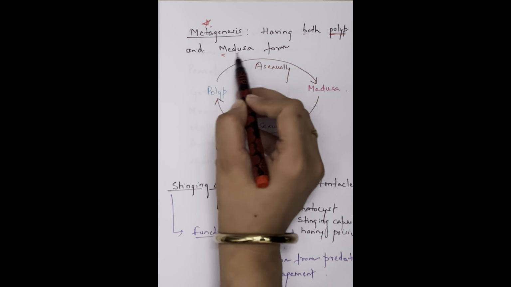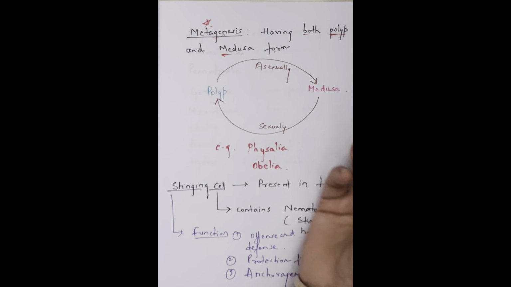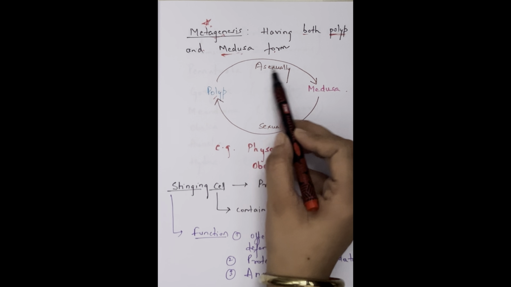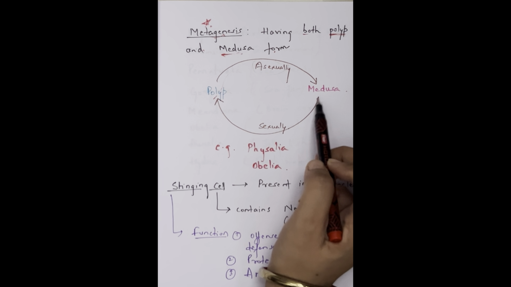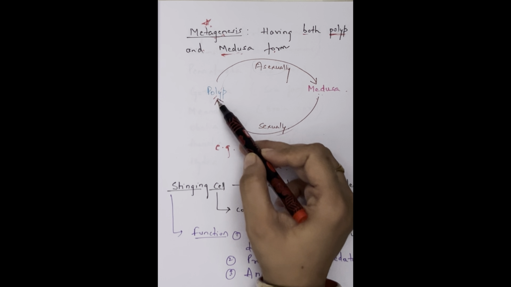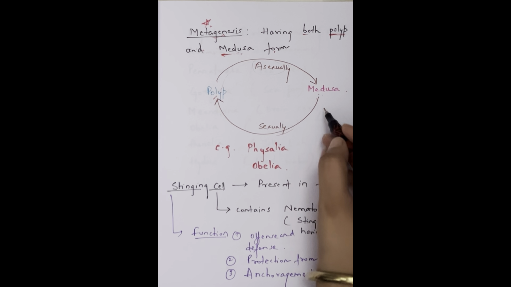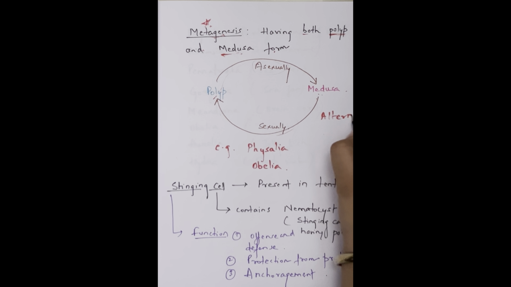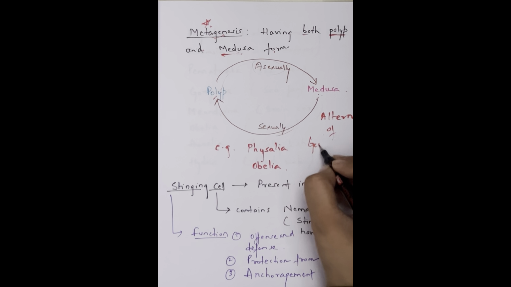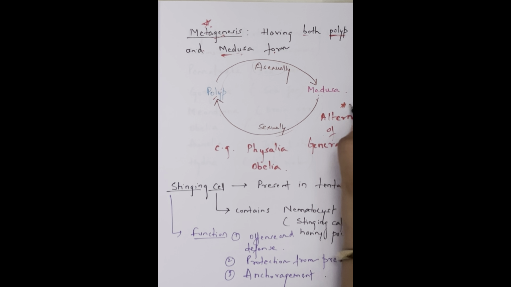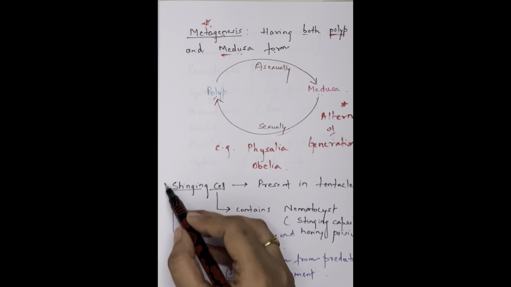Now, the organisms which show both forms, polyp and medusa, this particular property is known as metagenesis or alternation of generation. What happens is that the polyp reproduces asexually to form medusa and the medusa reproduces sexually to form polyp. This occurs alternately. That's why this is known as alternation of generation. This is a very important property found in this phylum. Alternation of generation is shown by some of the members like Obelia, a very good example. Physalia as well. I've written the examples.